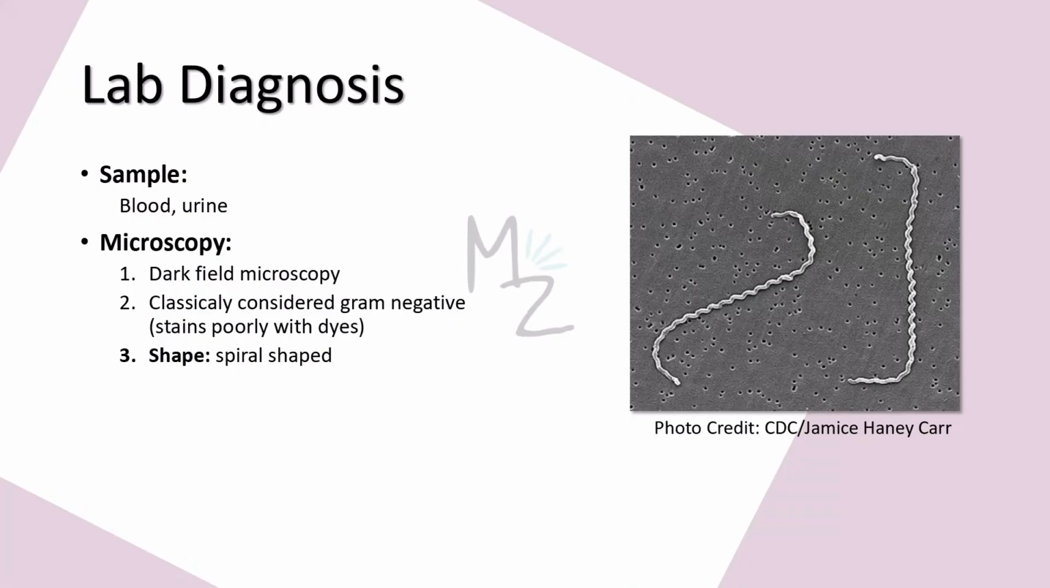Lab diagnosis. We'll need samples of blood and urine. Microscopy. As I told you earlier, this bacterium does not properly stain with dyes, so we'll use dark field microscopy for visualizing it under the microscope. As it does not stain properly, it is classically considered as gram-negative and is spiral-shaped. This is how it looks under the microscope. It is spiral-shaped or coiled and has hooked ends.